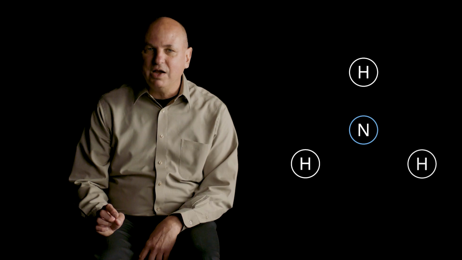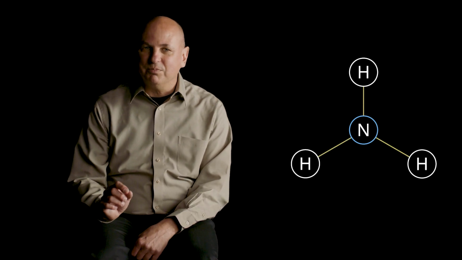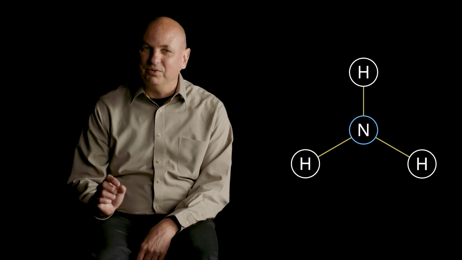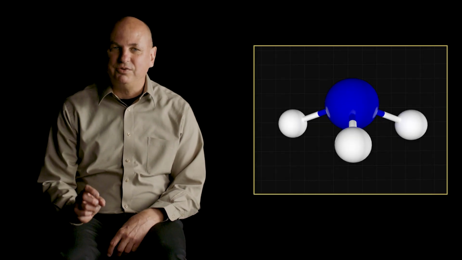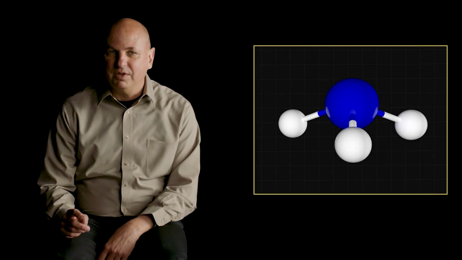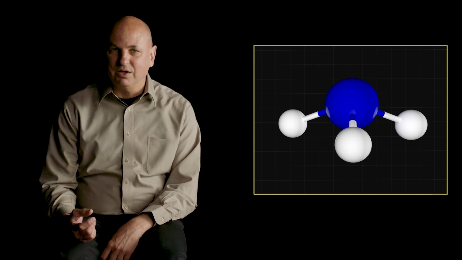This is where structural formulas come in. Here, lines represent chemical bonds, and the drawing shows us that each hydrogen atom is connected to the nitrogen atom through a single bond. But this doesn't show us the shape of the molecule. To show shape, we can use a ball and stick model, where each ball is an atom and each stick is a bond. In this case, blue represents the nitrogen atom and white represents the hydrogen atoms. This shows that the structure is like a pyramid, with the nitrogen atom on top and the hydrogen atoms forming the base of the pyramid.